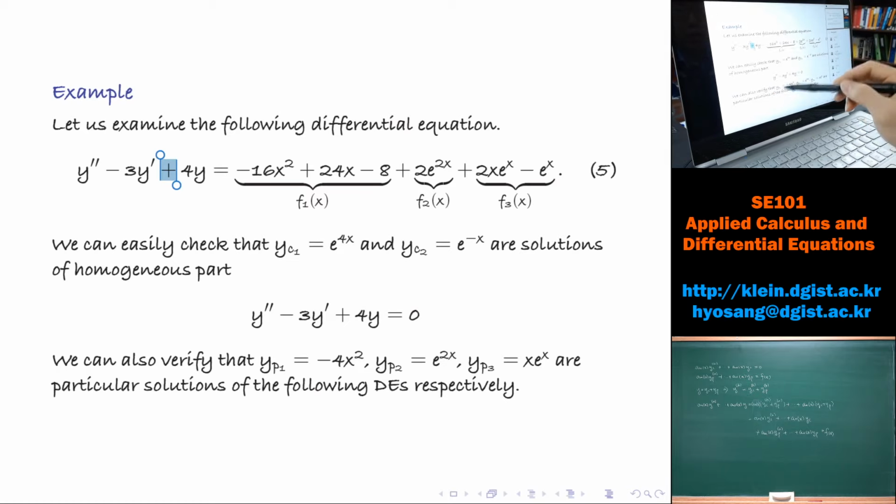And then we can also verify that -4x^2 is a particular solution to the non-homogeneous differential equation where the non-homogeneous term is simply f_1, and for the non-homogeneous term equal to f_2 and f_3, we have a particular solution given as e^(2x) and x times e^x. So this is a particular solution. You can find another particular solution. We only need to find one particular solution to find a general solution.